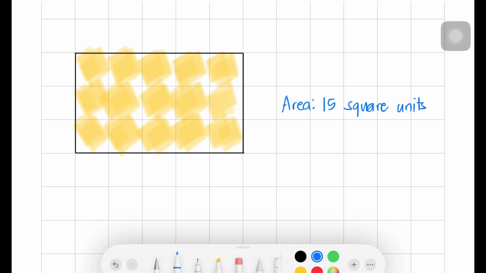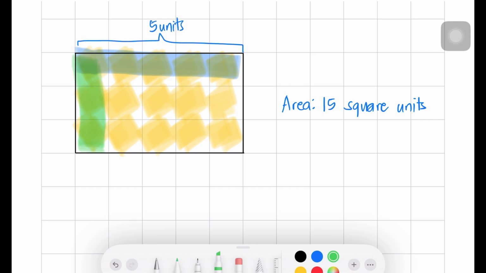Let's take a closer look at the dimensions of the rectangle. We can see that its length, highlighted in blue, is 5 units. Its breadth, highlighted in green, is 3 units. What do you notice about the relationship of the length and breadth to the area?